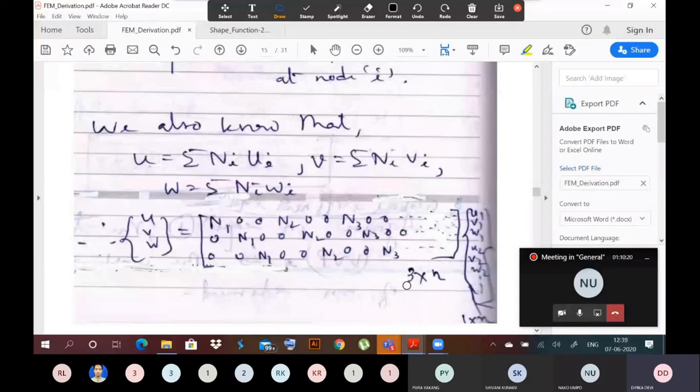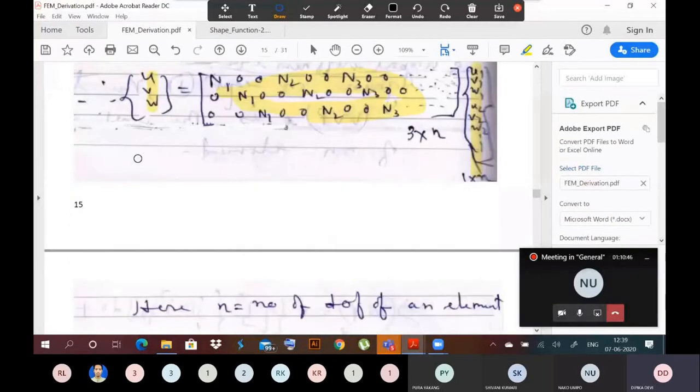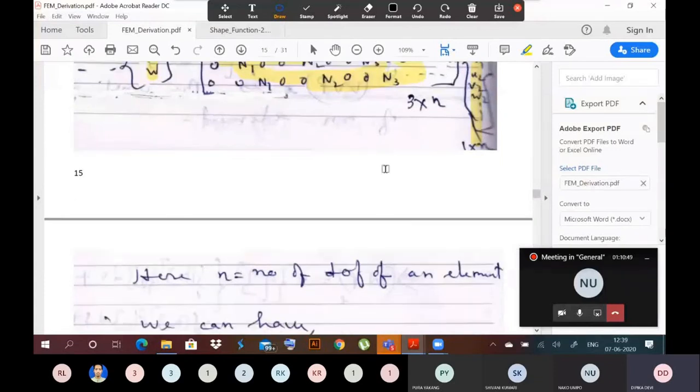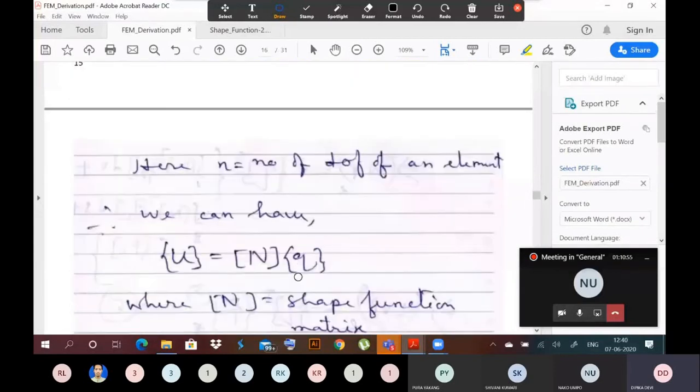So in matrix vector notation, in compact form, we can write u is equal to N into Q, where N is the shape function matrix and Q is the nodal displacement vector, and u is the displacement at any point, which will have 3 components in general. Understood? So what will be U transpose? If u is equal to N into Q, then U transpose will be equal to Q transpose N transpose, where Q is the nodal displacement vector, N is the shape function matrix. So u can be written in terms of my nodal displacement vector of the element.